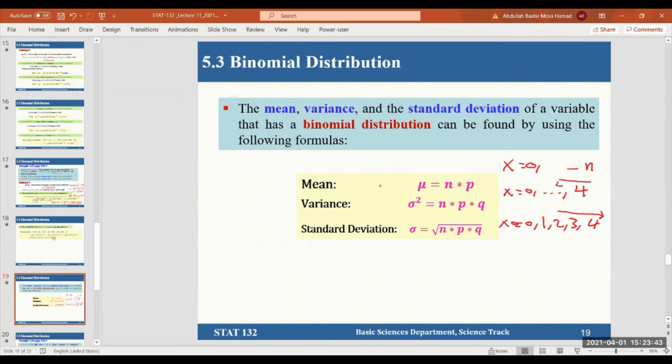Or 1 minus P of 0 minus P of 1. At most, we go this direction. At most 2, we start from 2. At most 2 means P of 2 plus P of 1 plus P of 0. Clear?